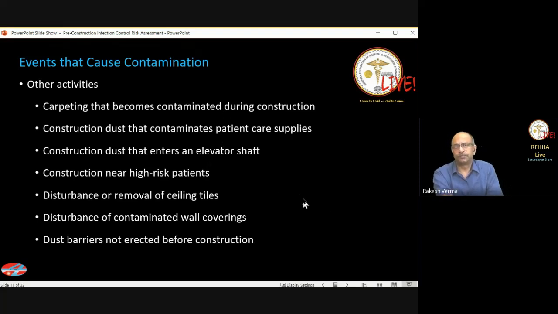Disturbance or removal of ceiling tiles, disturbance of contaminated wall coverings, dust barriers not being erected before construction. A lot of times you might have seen that a part of the hospital premises where the construction is going on is blocked by temporary blockage. So you use wood boards or the sheets or metal sheetings for blocking those areas. So the idea is that the disturbance to the patient care areas should not happen.